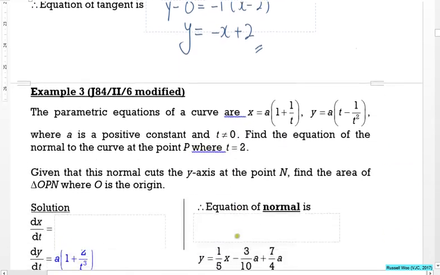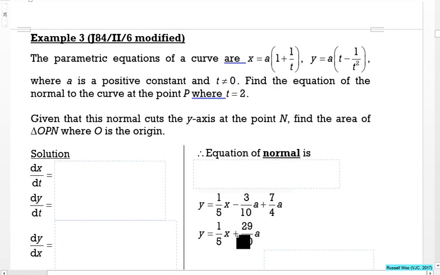Example 3. Now we talk about a parametric equation. Different idea. To be honest, most students are able to do Cartesian. But when it comes to parametric, a lot of us are not very comfortable. But you must be okay. You must be comfortable. So now we have parametric.